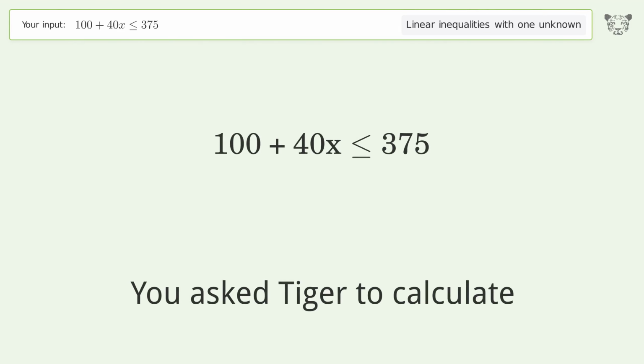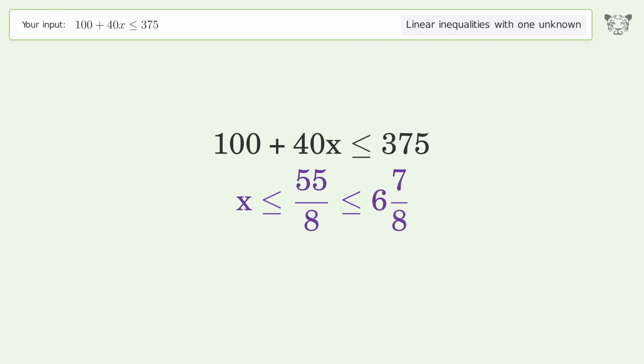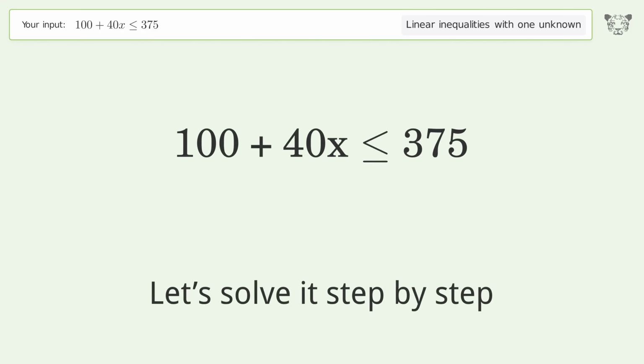You ask Tiger to calculate. This deals with linear inequalities with one unknown. The final result is x equal or smaller than 55 over 8 equal or smaller than 67 over 8. Let's solve it step by step.